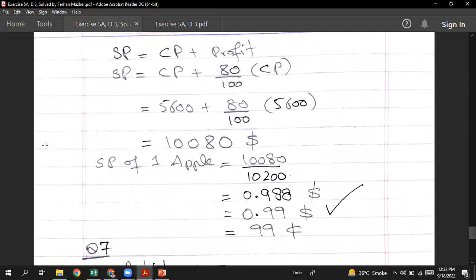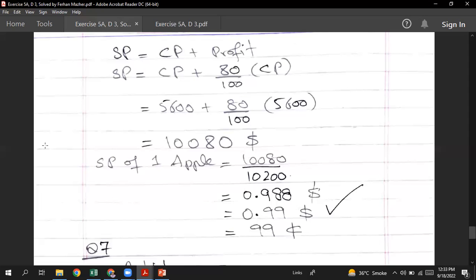The sale price will be the cost plus 80% of the cost price. Profit is 80%. They want 80% profit. The cost price is $5,600 plus 80% of 5,600. When you solve it on your calculator, 5,600 plus 80 multiplied by 5,600 divided by 100 equals $10,080. So the total sale which you want to do is $10,080.